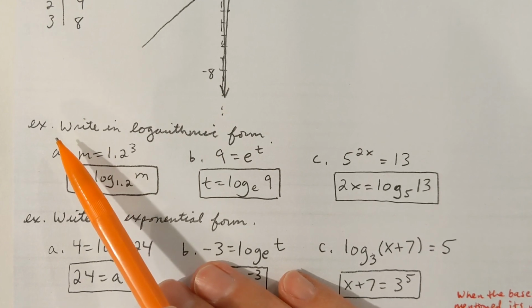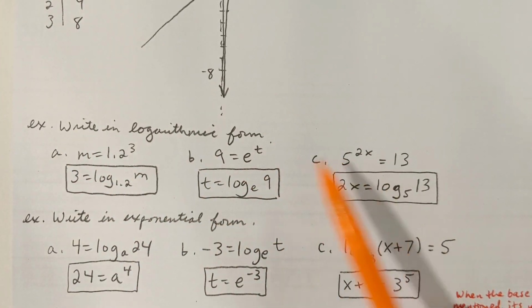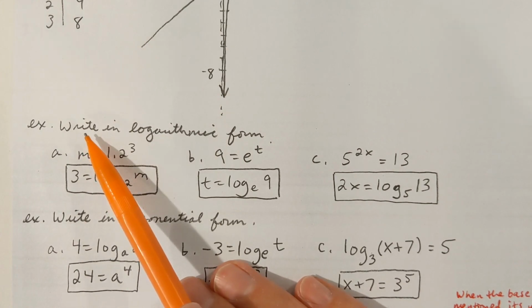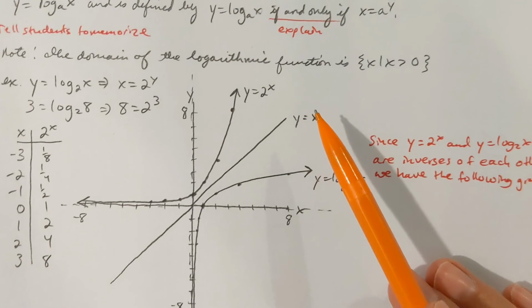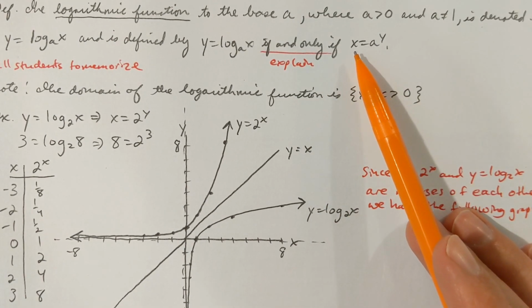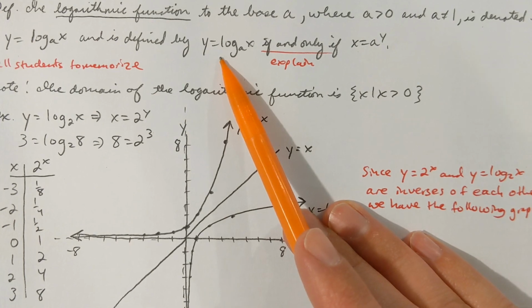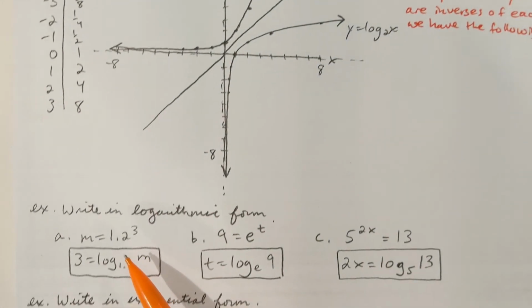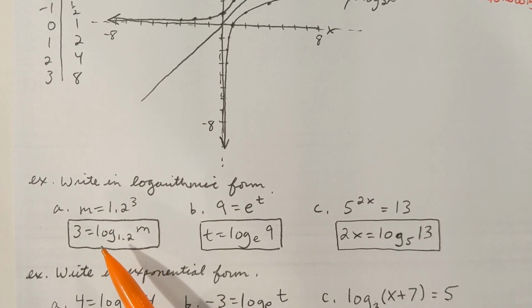Let's take a look at this one. I have some exponential equations. I want us to rewrite the equation into a logarithmic form. In other words, we are currently in the form x equal a to the y. We want to rewrite this into the form y equal log base a of x. So all we have to do is identify what is x, what is y, what is a, and then write it in the form y equal log base a of x.